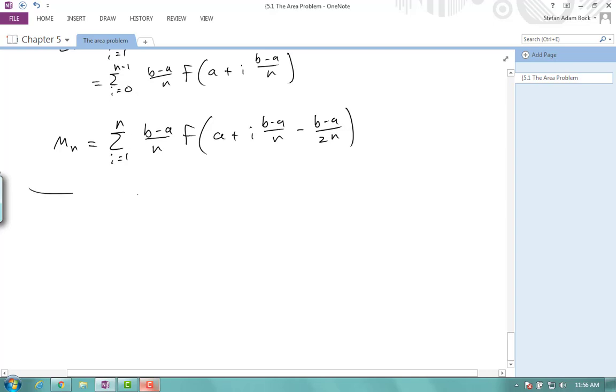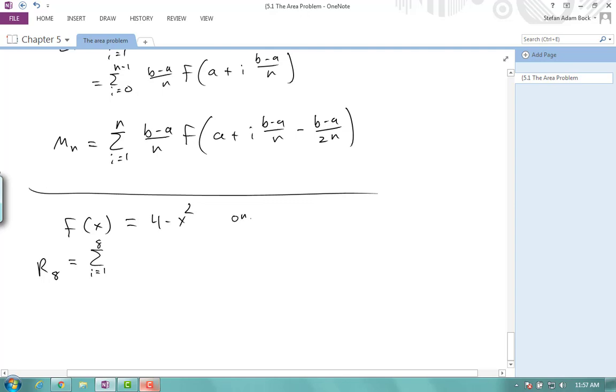So let's return to my parabola example. I have f of x equals, let's see, 4 minus x squared. So r sub n here, nope. If I wanted 8 rectangles, r sub 8, using the right hand rule, this would be the sum from I equals 1 up to 8. I need an interval from negative 2 to 2. That was what my picture had. X equals negative 2 to 2.